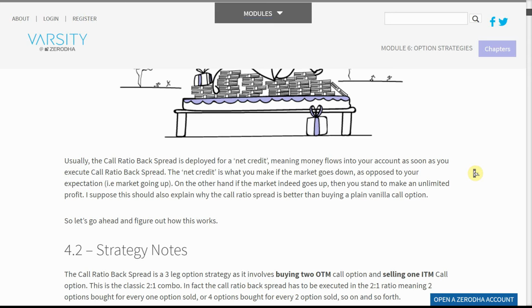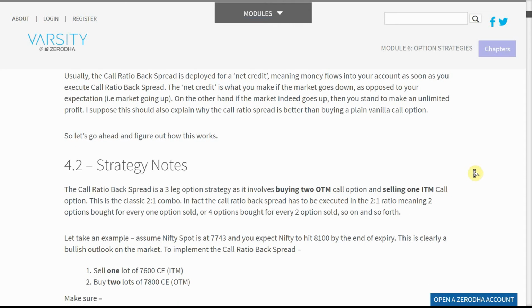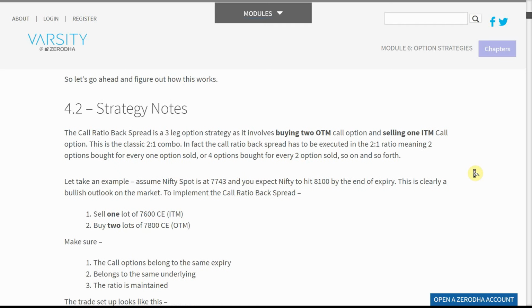4.2 Strategy Notes. The call ratio back spread is a three-leg option strategy as it involves buying 2 ATM call options and selling 1 ATM call option. This is the classic 2-to-1 combo. In fact, the call ratio back spread has to be executed in the 2-to-1 ratio, meaning 2 options bought for every 1 option sold, or 4 options bought for every 2 options sold, and so on.